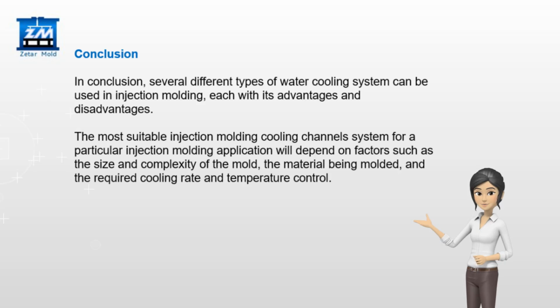Conclusion. In conclusion, several different types of cooling systems can be used in injection molding, each with its advantages and disadvantages. The most suitable injection molding cooling channel system for a particular injection molding application will depend on factors such as the size and complexity of the mold, the material being molded, and the required cooling rate and temperature control.